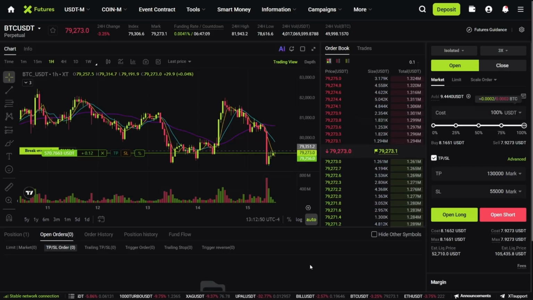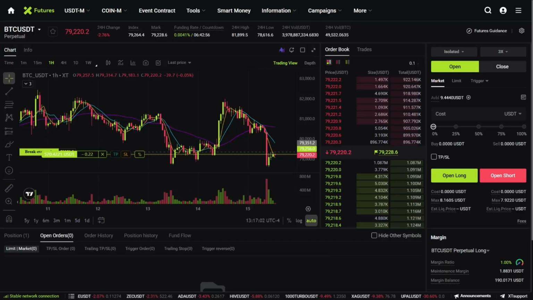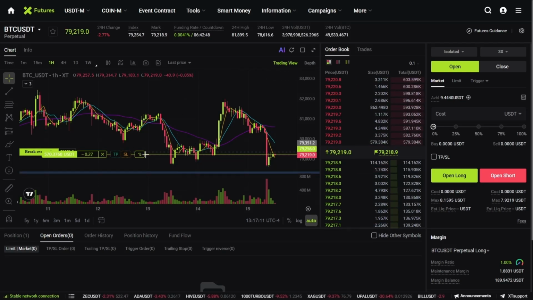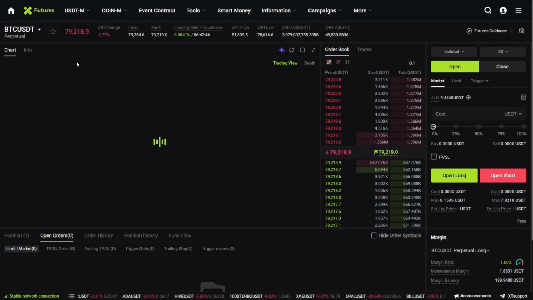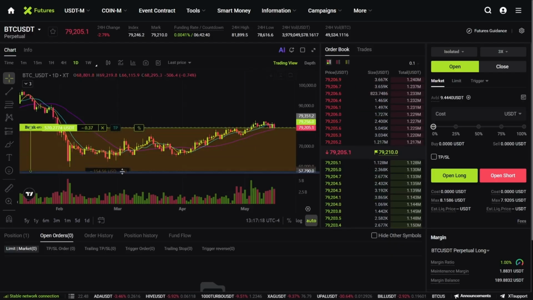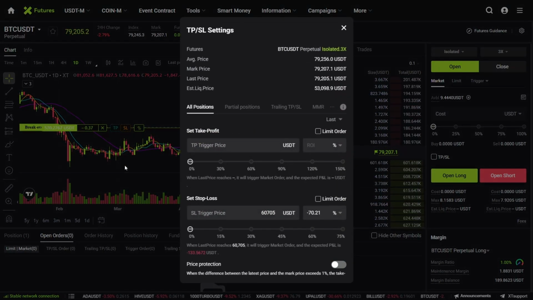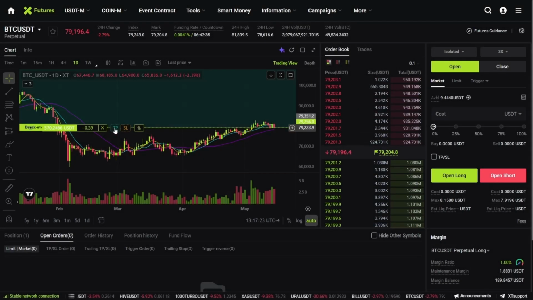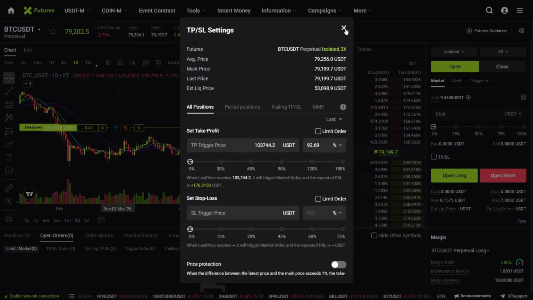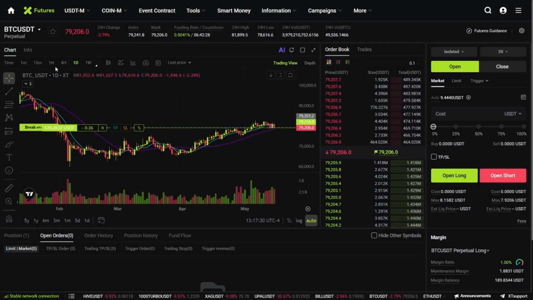Now I showed you how to add a take profit and stop loss order before your trade. Next, I'm going to show you how to add one after. There are multiple ways on XT to add a take profit and stop loss after your trade. We can actually do it right on the chart. So to make it easier, we can move the chart to the daily, and then we can just drag our stop loss to our preferred price, so let's say 60,000, or we could drag our take profit to our preferred price.